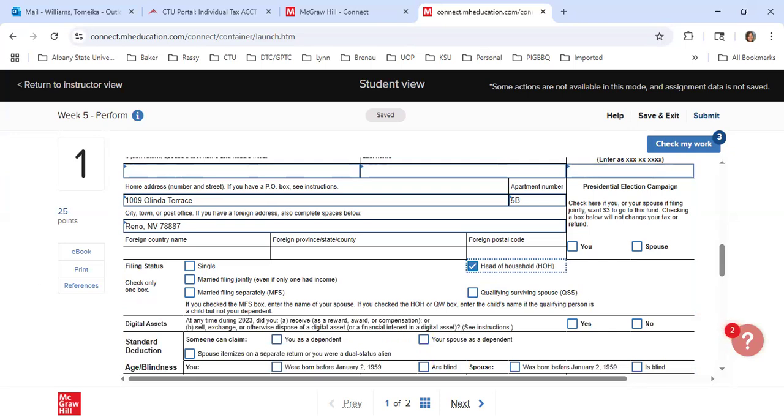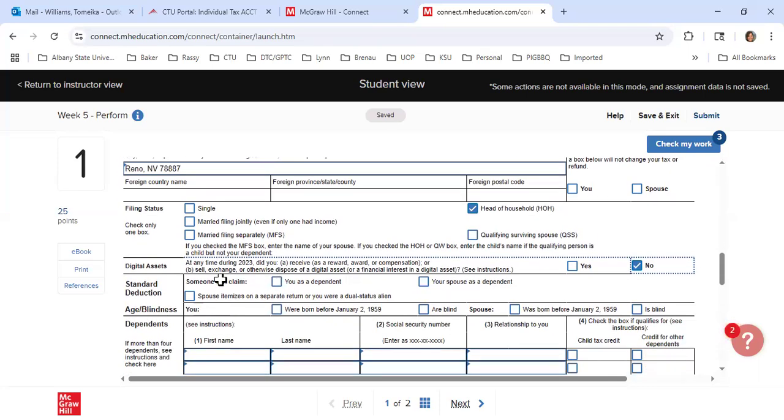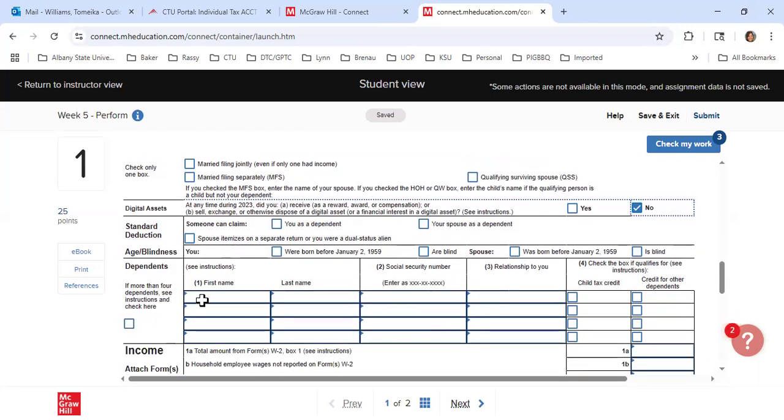No one can claim the taxpayer as a dependent. Make sure right here for the digital assets, because it can be easily missed. At any time during 2023, did you receive or sell, exchange, or otherwise dispose of a digital asset, we're going to select the option no, because we don't have that information anyway. And we don't need to do the age and blindness test. The taxpayer will be within those confines.